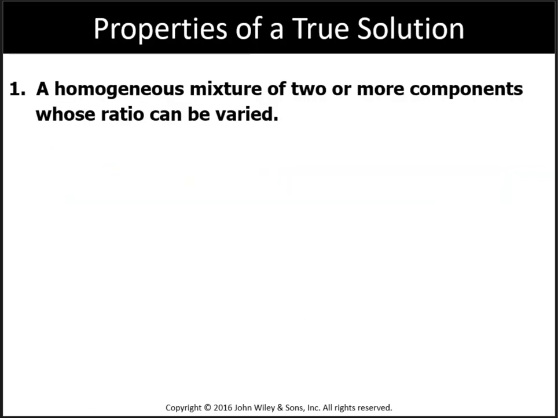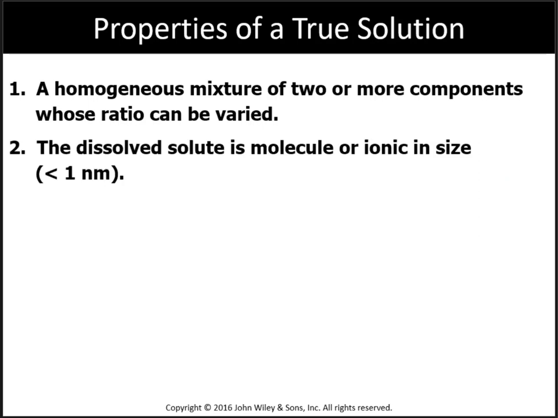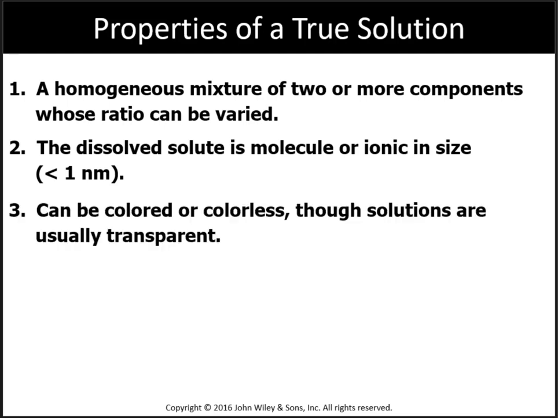Now let's look very briefly at different properties of solutions. So again, we define solutions as homogeneous mixtures of two or more components. The ratio between solute and solvent can be varied. What's important is that we end up with a homogeneous mixture. Now, the solute could be dissolved in your solution either as a molecule, or it can break into ions to get dissolved.